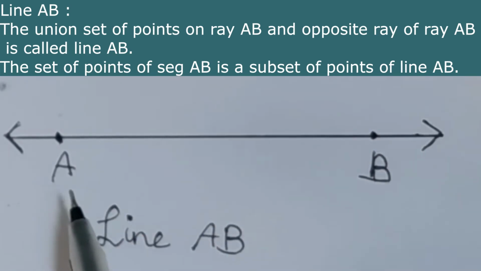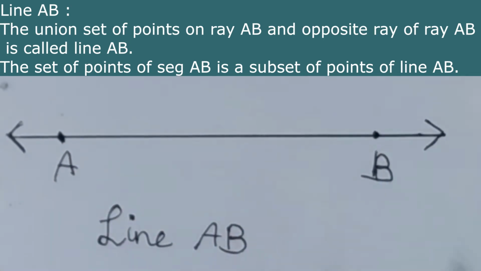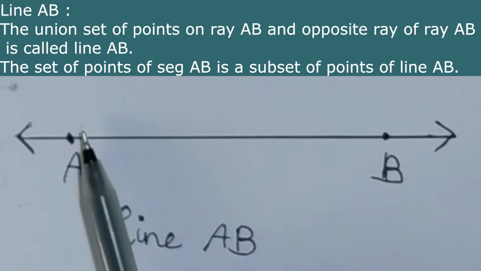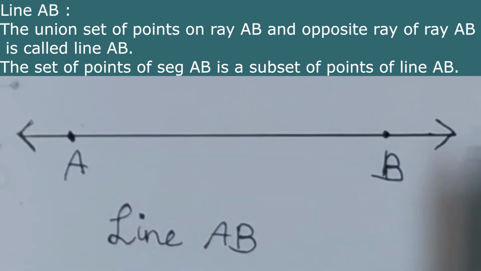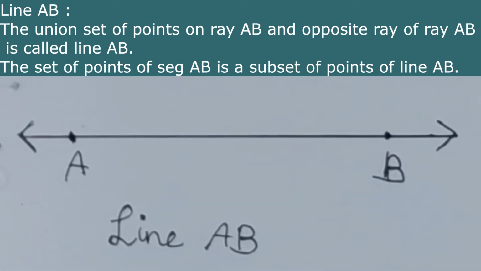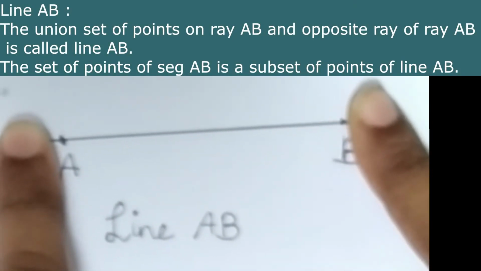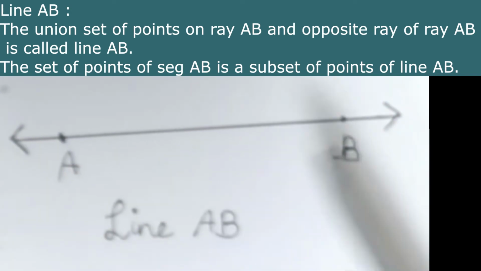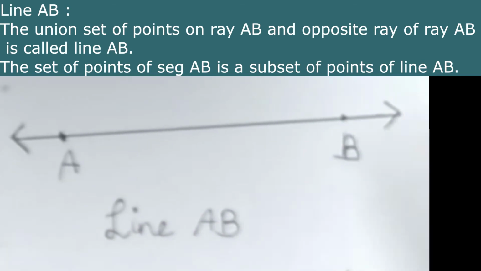And see the segment AB. Segment AB is a subset of line AB. From point A to point B, only that much we are including in segment AB, but in line AB it will go on extending on both the sides. Okay. Line segment means only this much part, but a line means it will have arrows on both sides, meaning we can extend, it will go on extending on both the sides.